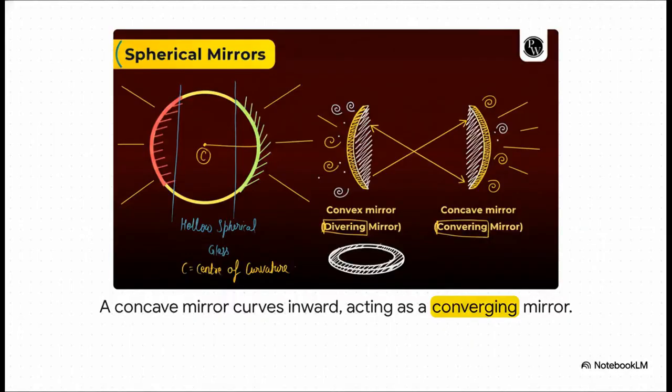So if we curve the mirror inward, kind of like the inside of a spoon, we've made a concave mirror. And watch what it does to light. It takes all those parallel rays and focuses them, or converges them, all down to a single point. That's why it's called a converging mirror. It's a collector. It gathers up light and energy and concentrates it.